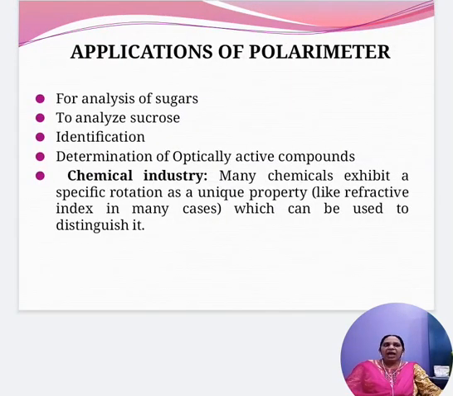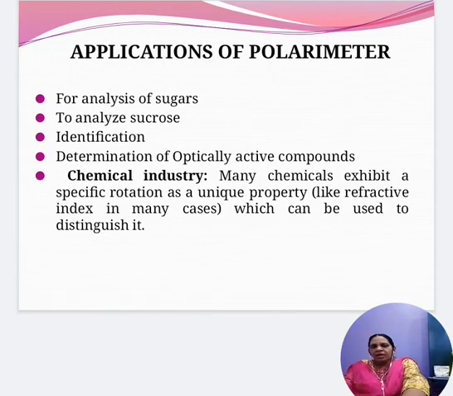Then coming to the applications of polarimeters. Polarimeters are used for analysis of sugars, to analyze sucrose, and for identification and determination of optically active compounds. They are used in the chemical industry. Many chemicals exhibit a specific rotation as a unique property, like refractive index. In many cases the refractive index is a unique property of different chemicals, which can be used to distinguish them.